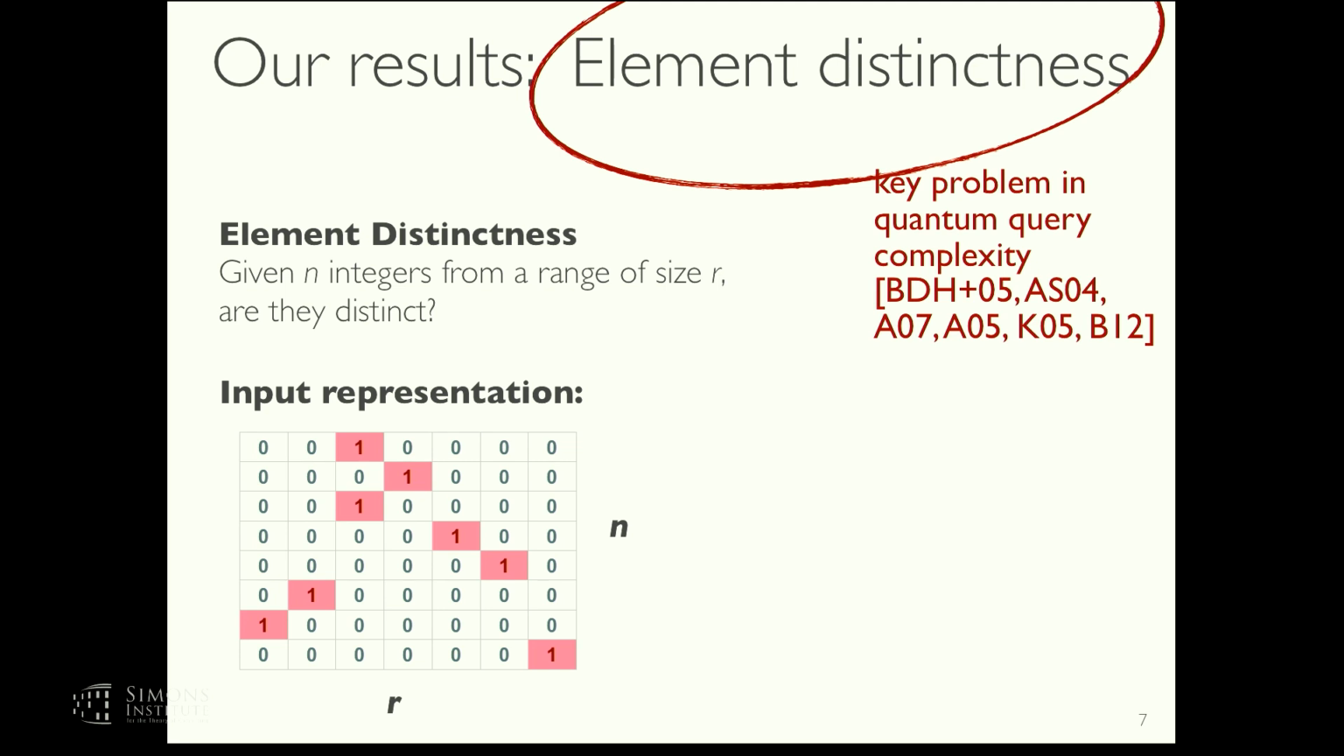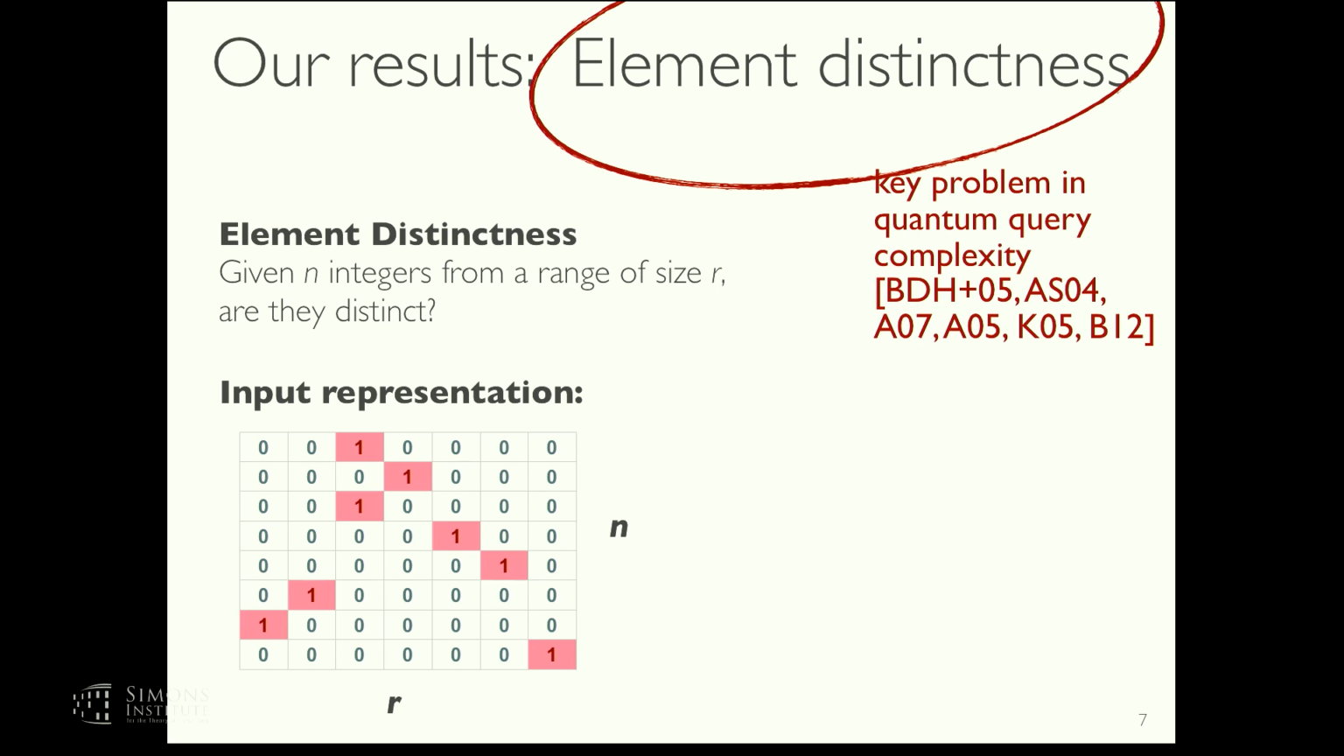Traditionally, the input is represented by a matrix of size n by r. So the n rows correspond to the n elements, and the r columns correspond to the possible values that each element can take. In the ith row, you put a 1 in the jth column if the value of the ith element is the jth value of the universe. So the input matrices have exactly one 1 in each row.